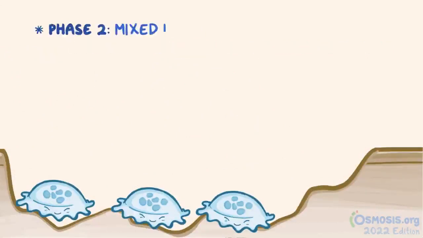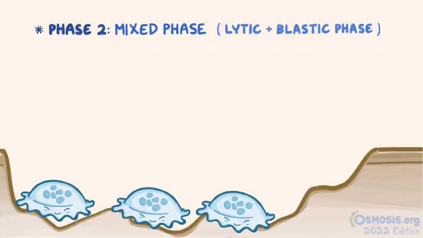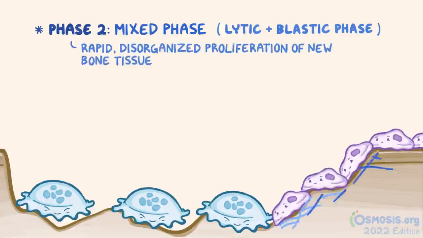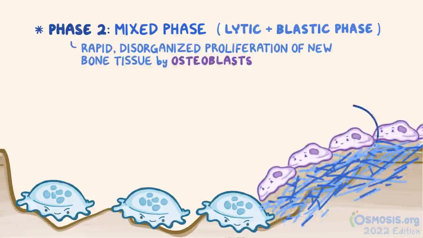Phase 2 is the mixed phase, and that's where the lytic phase occurs alongside the blastic phase. In the blastic phase, there's a rapid but relatively disorganized proliferation of new bone tissue by an unusually large number of osteoblasts. The result is that collagen fibers are deposited in a haphazard way.